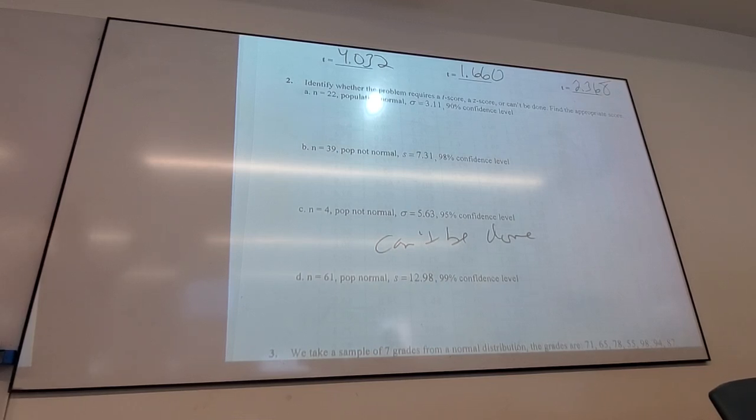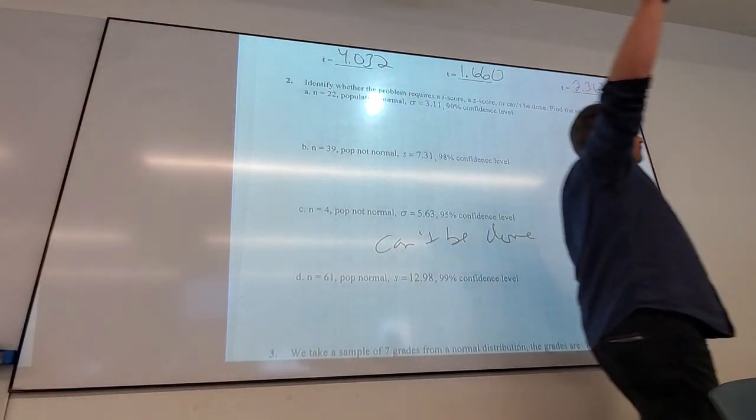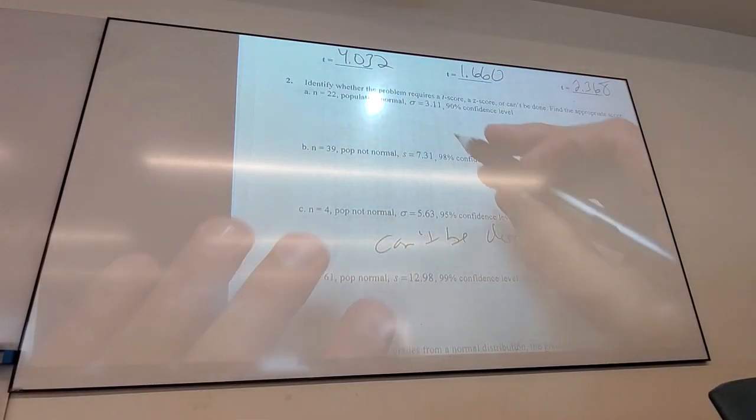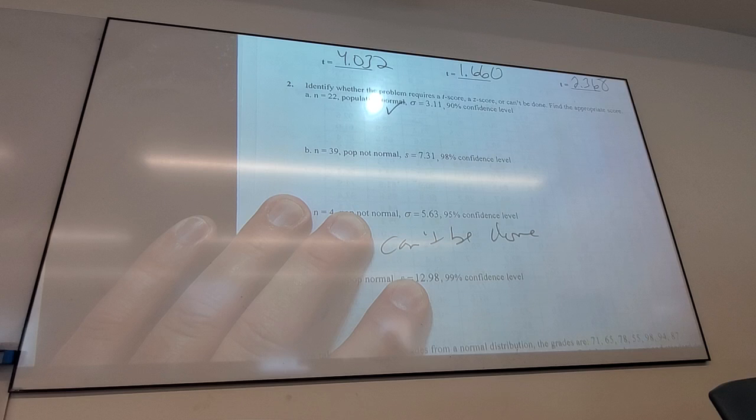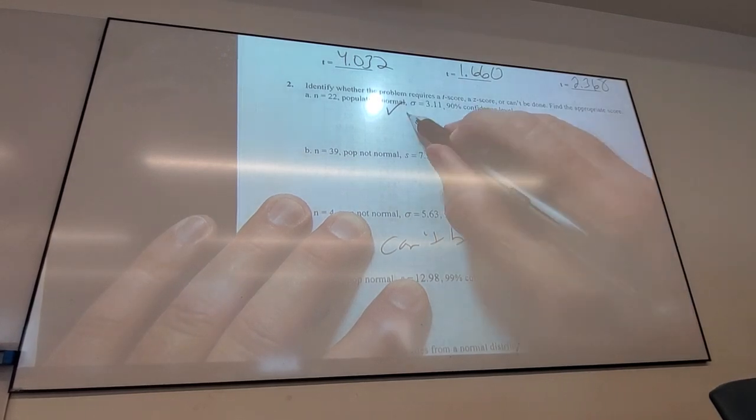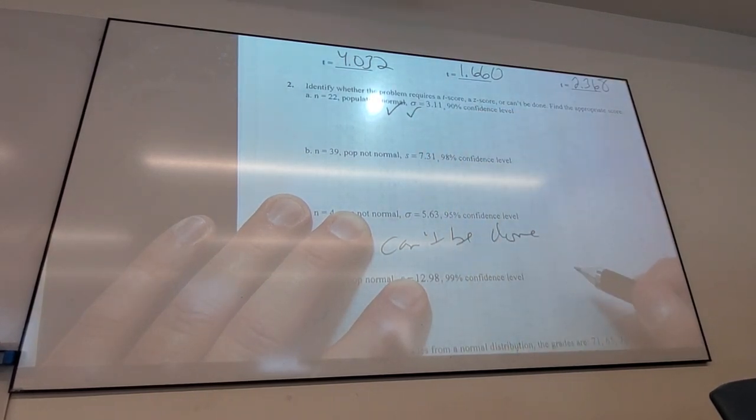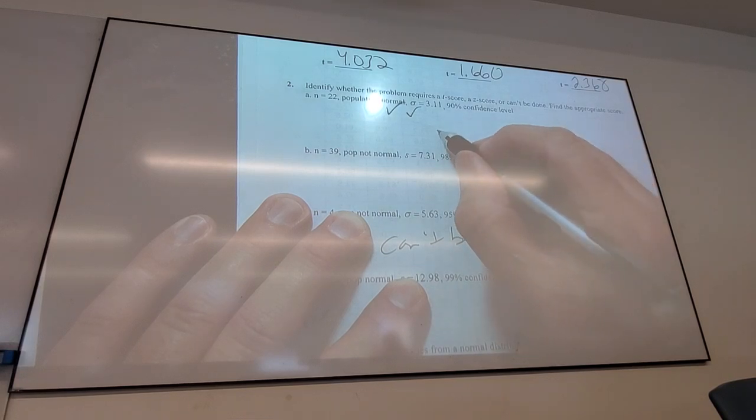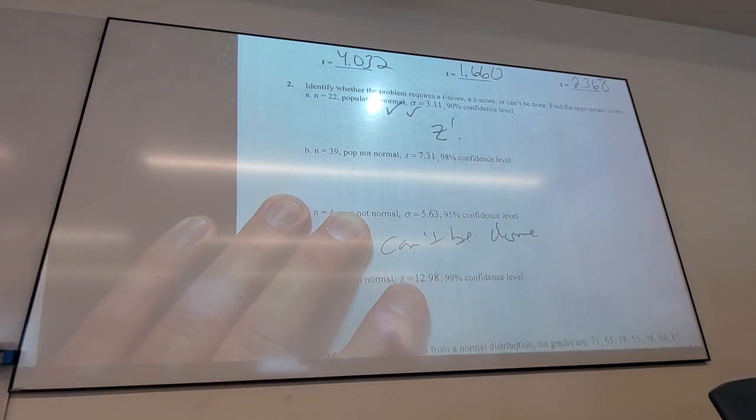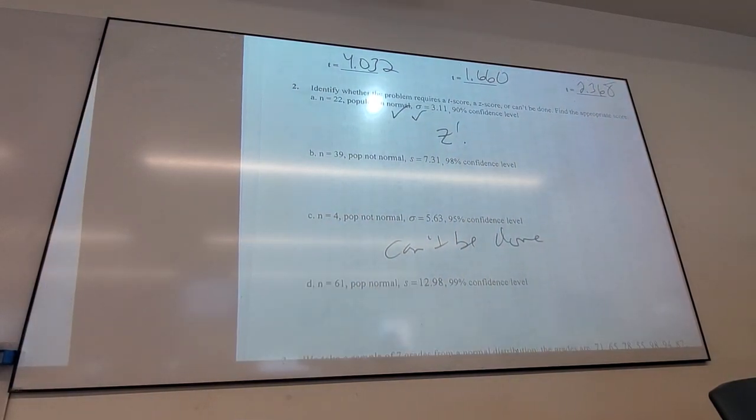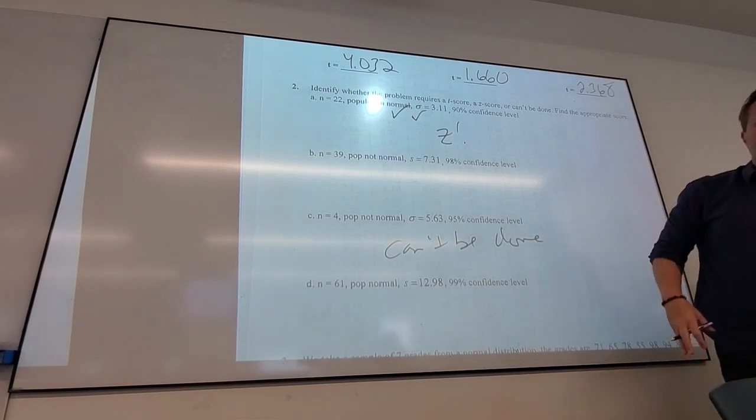So if I have a normal distribution, when must I use a T-score? If I don't know sigma, correct? So in part A, is it normal? Yes. Check. Do I know sigma? Check. So therefore, what can I use? The score. Z or T? Z. Because T-scores were invented for situations where I don't know sigma, where I only know S. Yes. So that's how you answer that question.